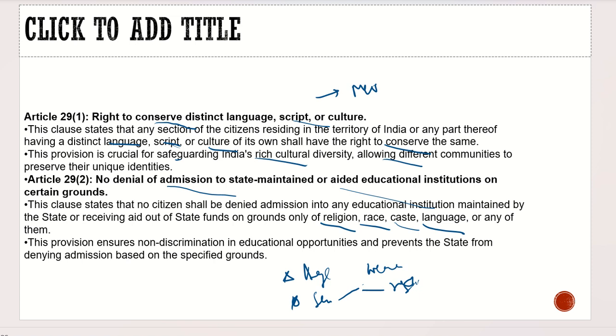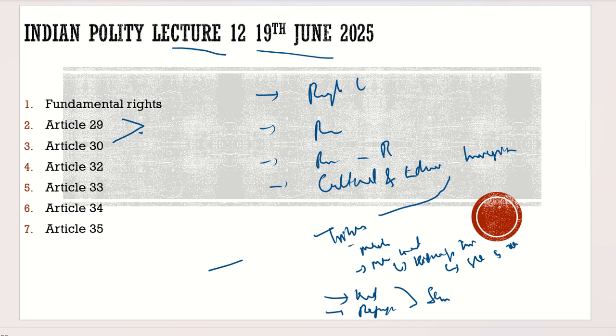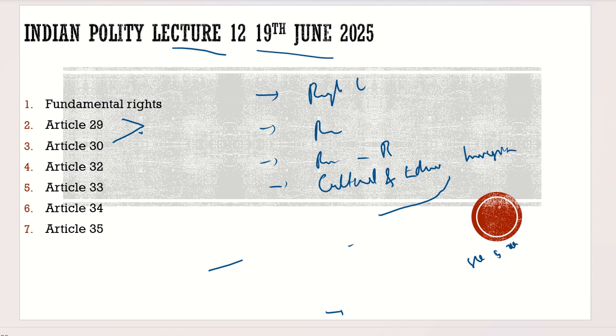Now let's move to Article 30, but first I will try to recap. So far Article 29 is very much clear. It has two clauses. The first clause protects the citizens residing in the territory of India who have a distinct language, script or culture of its own. They have the right to conserve it. It gives this protection to them. And Article 29(2), what does it say? That no citizen shall be denied admission into any educational institute maintained by the state or aided by the state, except on the grounds of what?